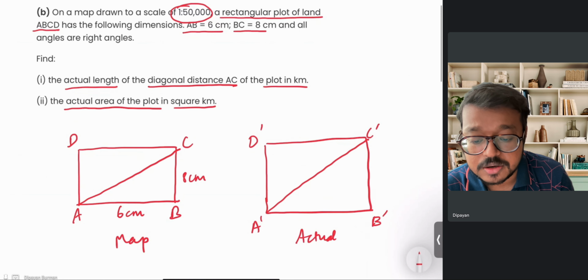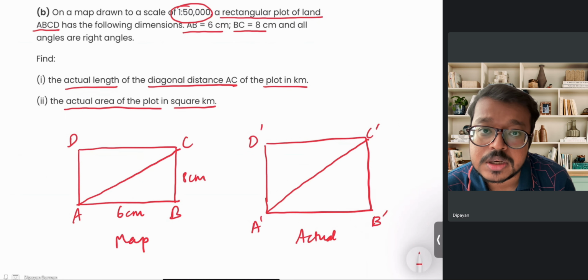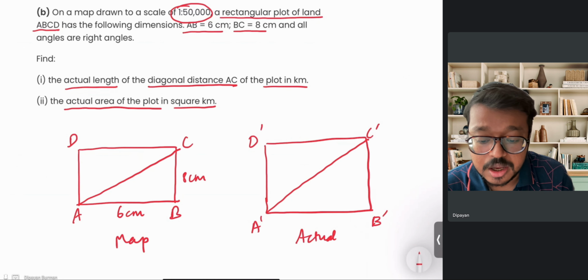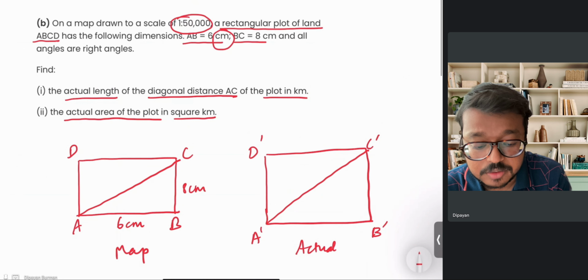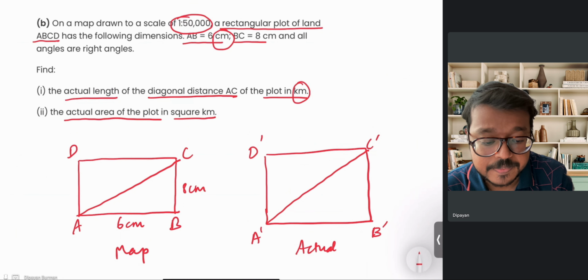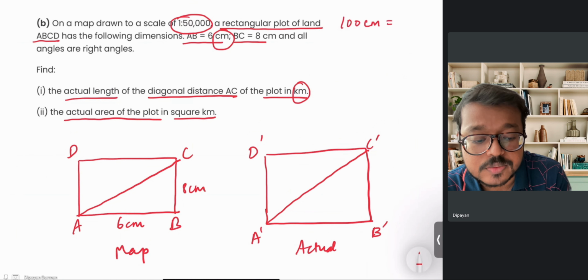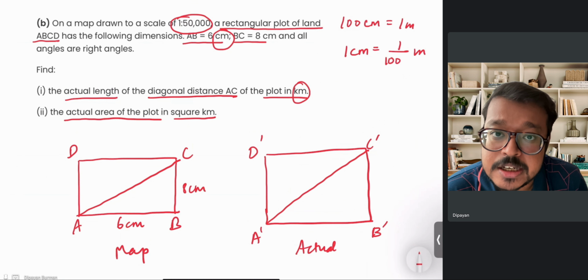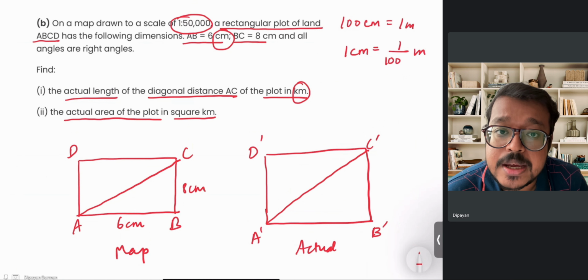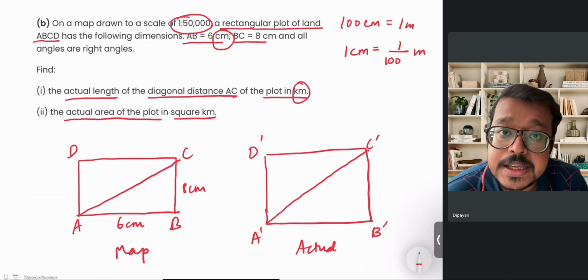So the scale factor of 1 is to 50,000 is given. I will use that. But let's also now revise the unit conversion. Dimensions are given in centimeter. We would need to convert to kilometer. So let's look at how that can be done. If you remember, we know 100 centimeter is 1 meter. So 1 centimeter is 1 by 100 meter. So if I have any length in centimeter, just multiply with 1 by 100, which is same as dividing by 100 to get the equivalent meter.